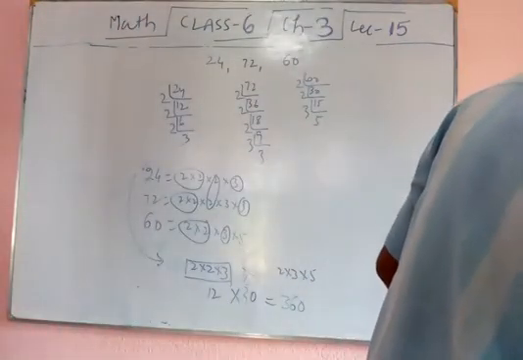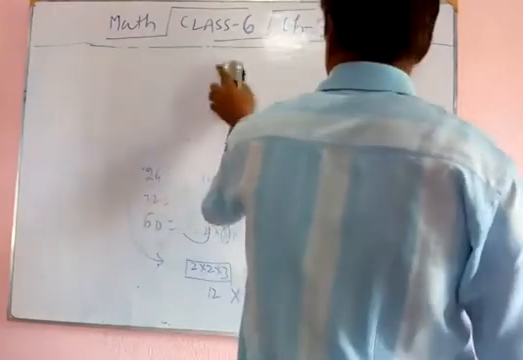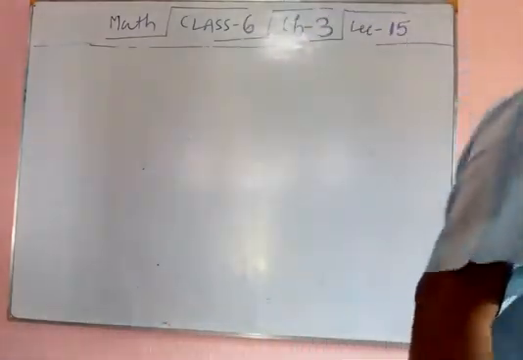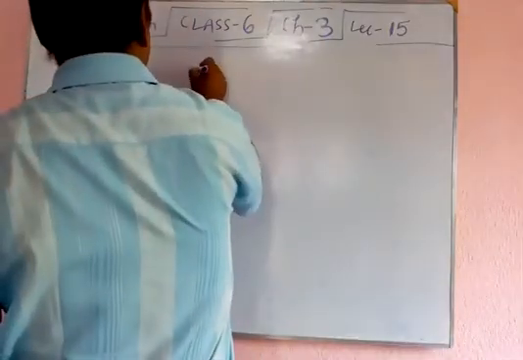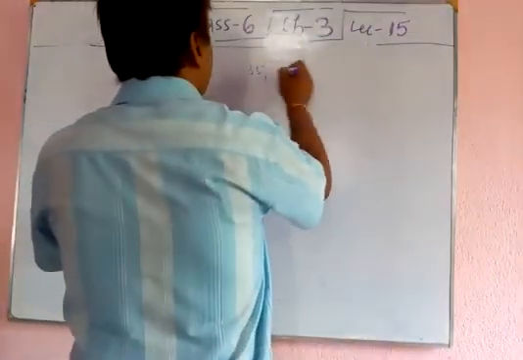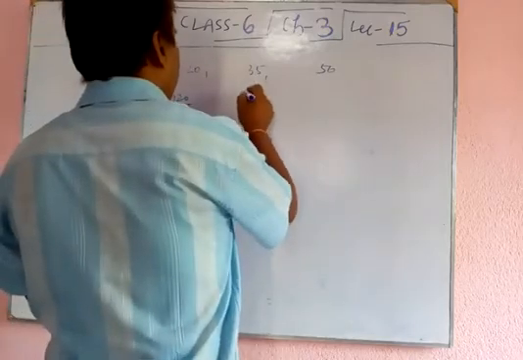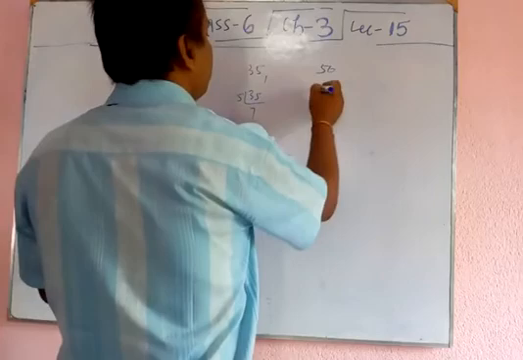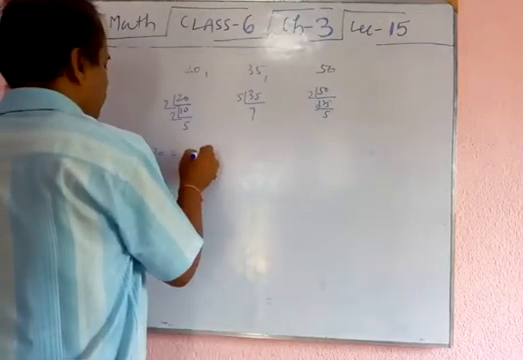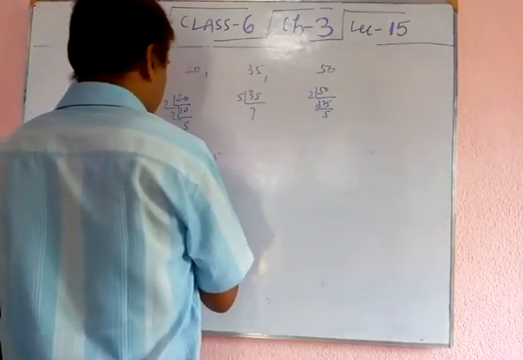Next is find the LCM of 20, 35, 50. 20 is 2, 10, then 5. 35 is 5, 7. 50 is 2, 25, then 5 into 5. So 20 is equal to 2 into 2 into 5, 35 is equal to 5 into 7, 50 is equal to 2 into 5 into 5.